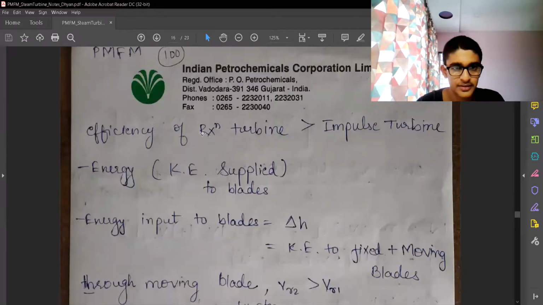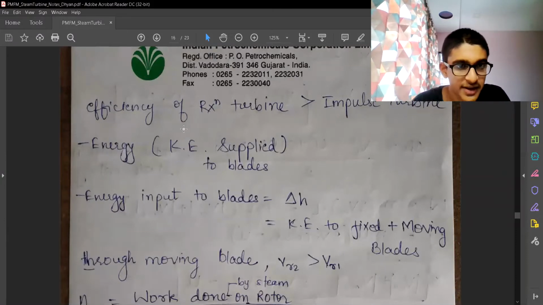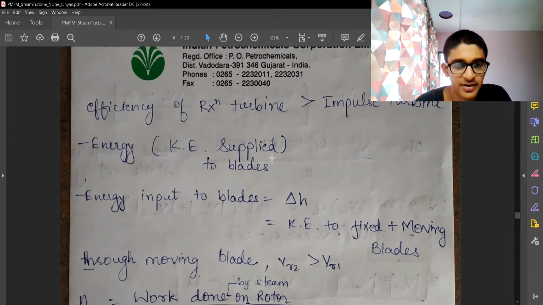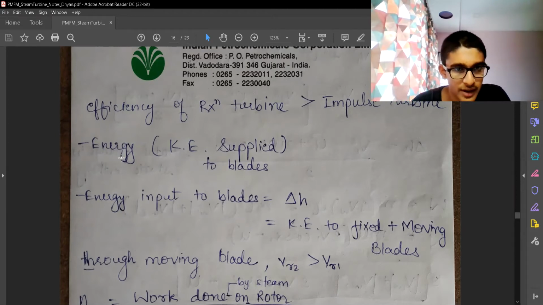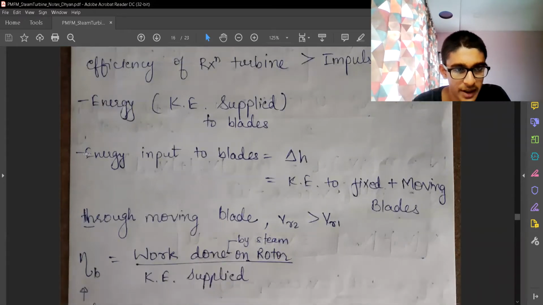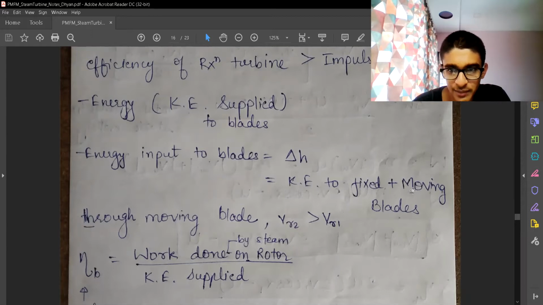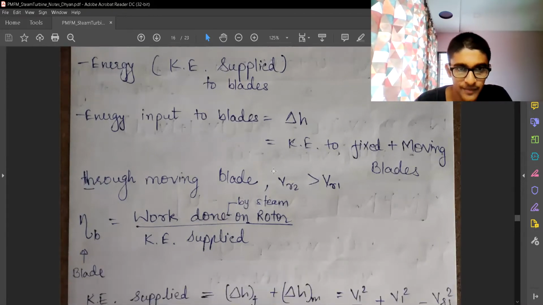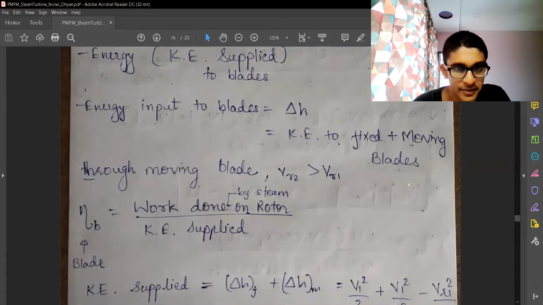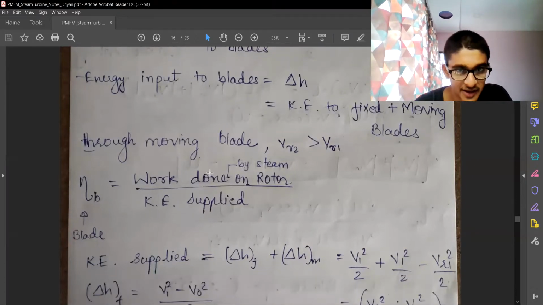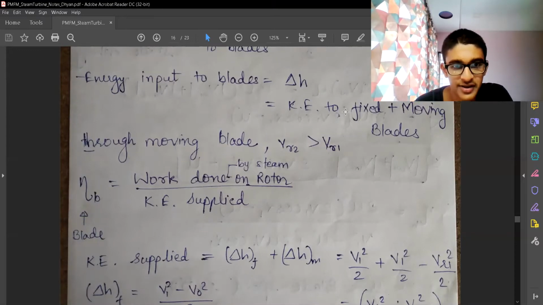Now let's come to the general things related to efficiency. So efficiency of reaction turbine is greater than impulse turbine in general because we have better energy transfer to fluid. So energy input to blade is delta H, that is kinetic energy to fixed plus moving blade. So the moving blade has come into picture. So that is a change to the kinetic energy. Earlier we had kinetic energy only supplied to the stator.